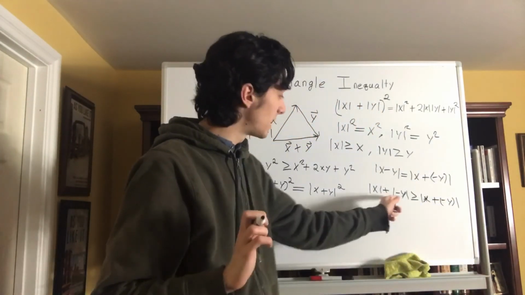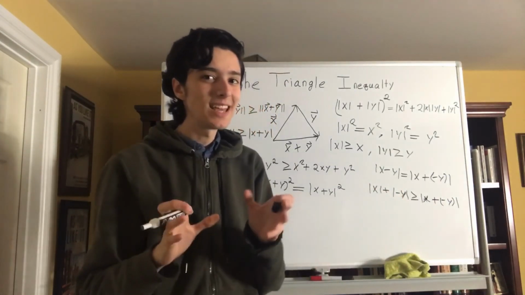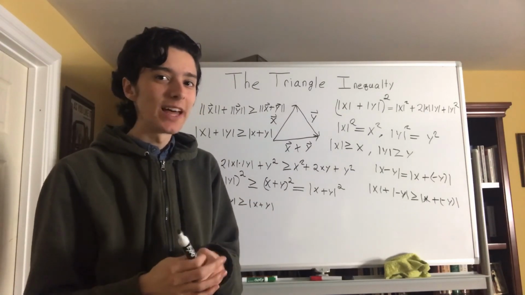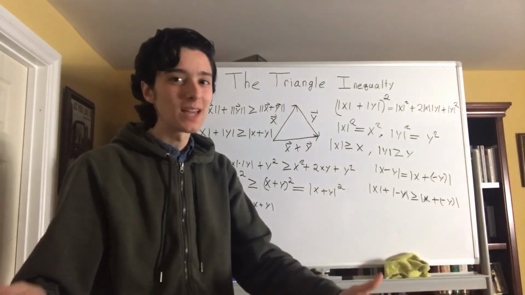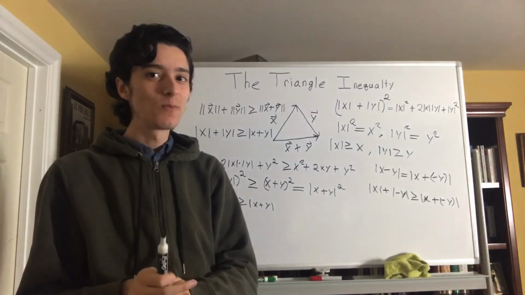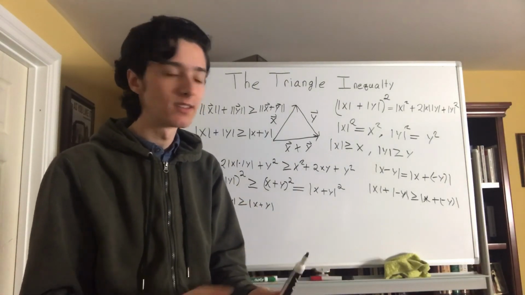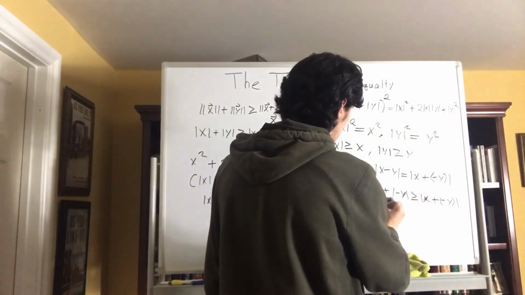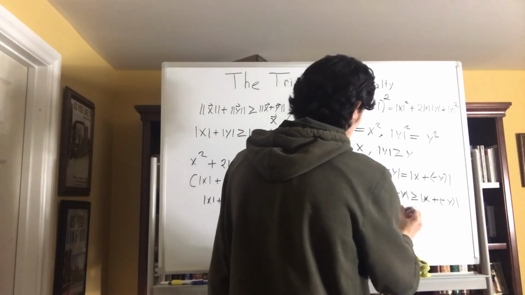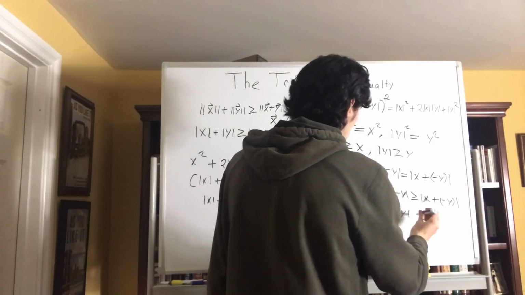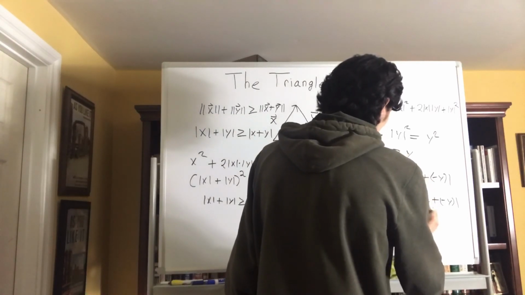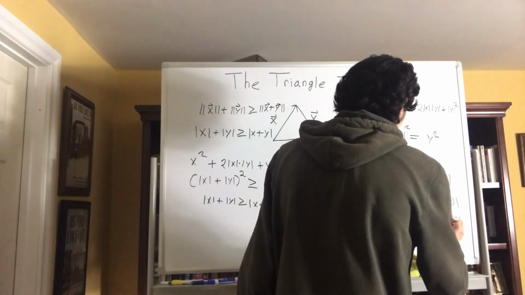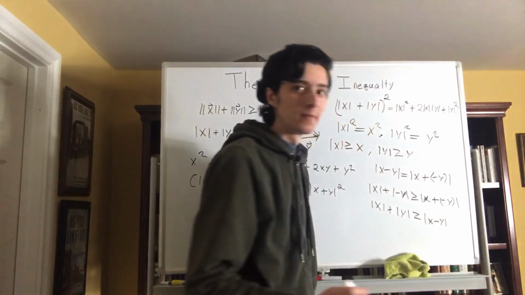And we look at our absolute value of negative y. Well, again, that's the same thing as the absolute value of y, because the absolute value returns a positive version of something. So multiplying by -1 in the absolute value doesn't actually change what that value is. So we can simplify this even further and say that absolute value of x plus absolute value of y is greater than or equal to absolute value of x minus y. And there we go.